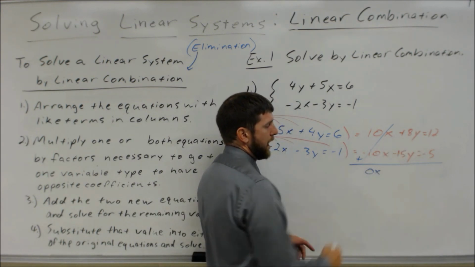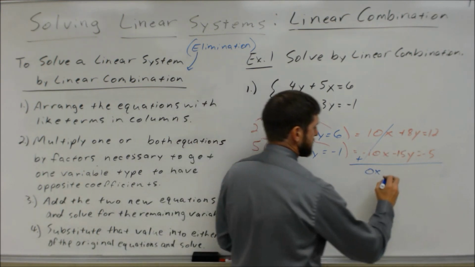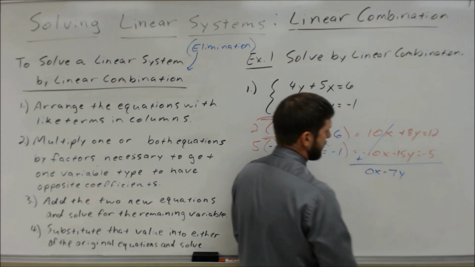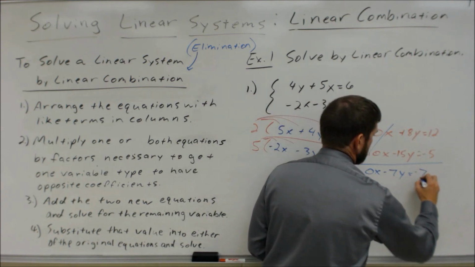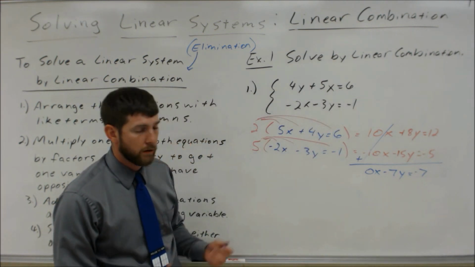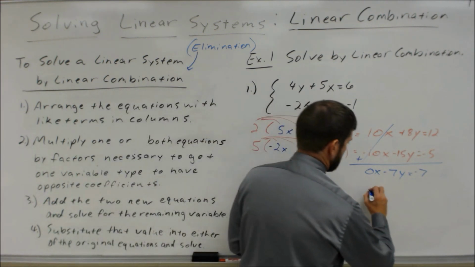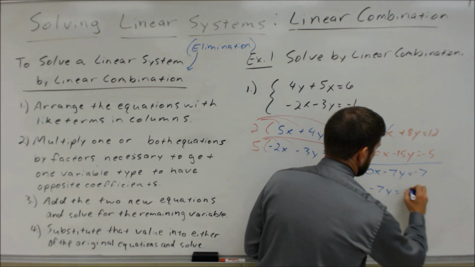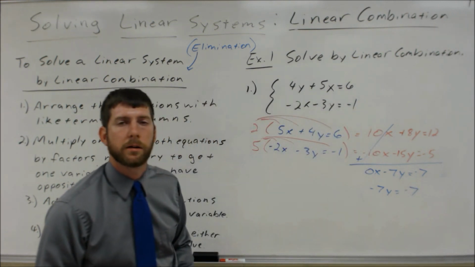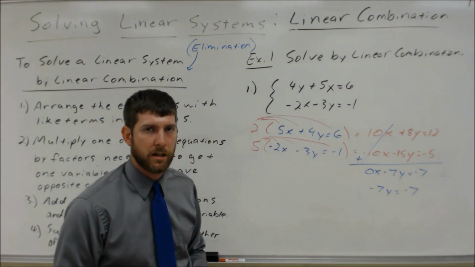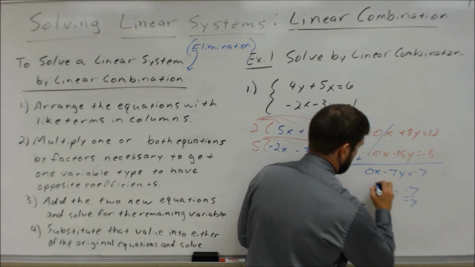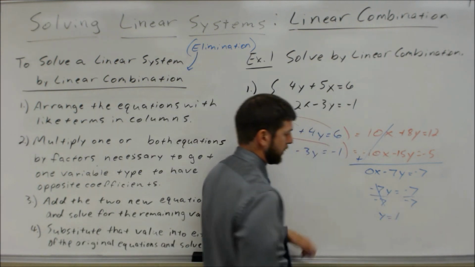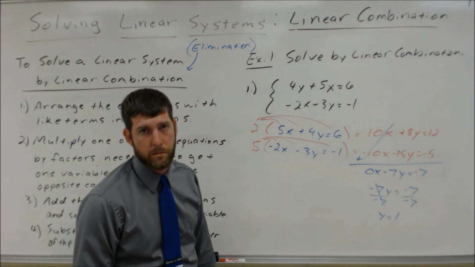Combine my y's. 8y minus 15y is negative 7y. And then combine my constants. 12 minus 5 is also negative 7. From there, we have a simple equation. Negative 7y equals negative 7. Isolate the variable. How do you get y by itself? Divide by the negative 7. So y equals 1. Now it's just a substitution problem.